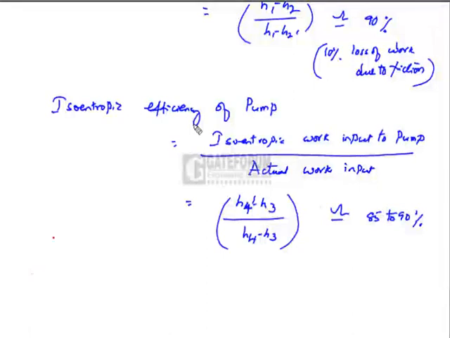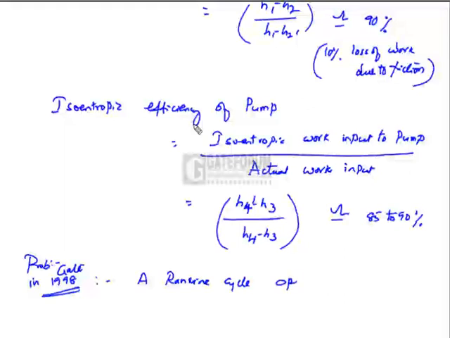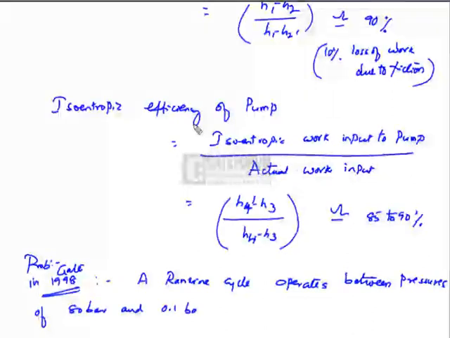Now let us do a problem given in 1998 GATE, a problem regarding the Rankine cycle. The problem is given like this. A Rankine cycle operates between pressures of 80 bar and 0.1 bar.